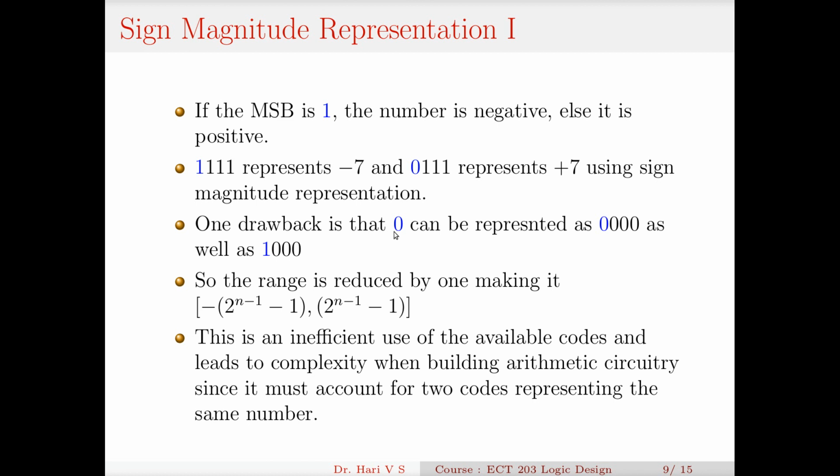But there is a duplication in the code for 0. That is an inefficient use of the available code. So that should be corrected someday. So that is a problem with the sign magnitude representation. There is a positive 0 as well as a negative 0. So some care should be taken in the circuitry. Again, inefficient use of the available codes, that is a problem. And the range is from minus (2 raised to n minus 1 minus 1) to (2 raised to n minus 1 minus 1). So for 3-bit, for 4-bit it is minus 7 to 7, for 5-bit it is minus 15 to 15.